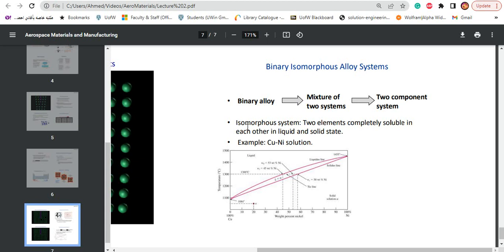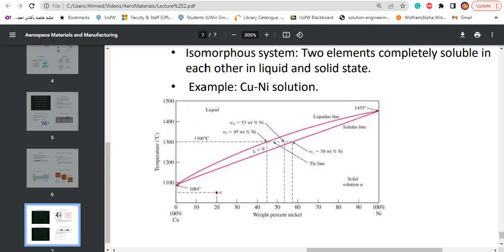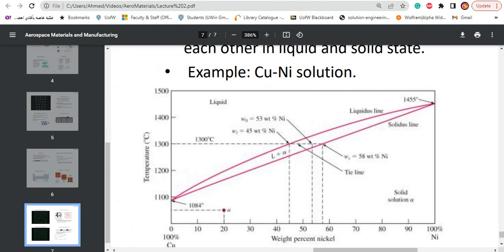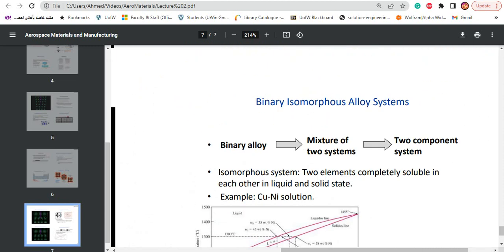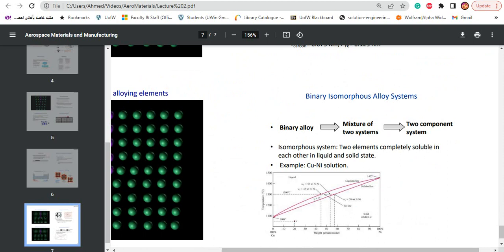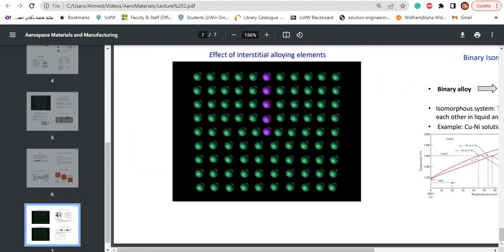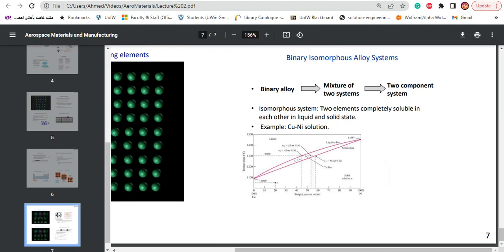Isomorphous system is basically two elements completely soluble in each other in liquid and solid state. And this is a binary isomorphous alloy system. And we have the example here just for illustration, and this is the binary isomorphous alloy system.